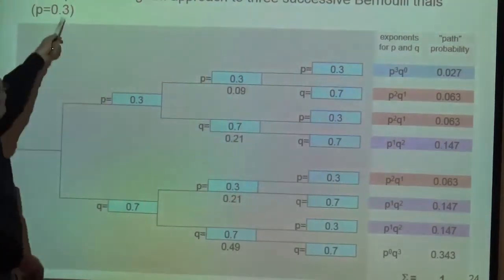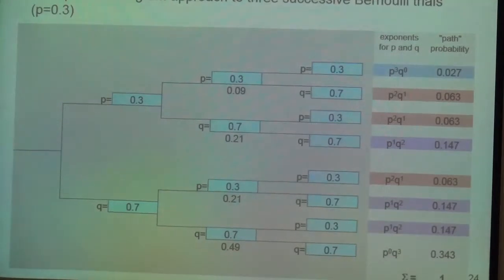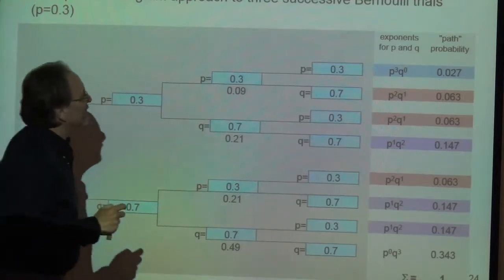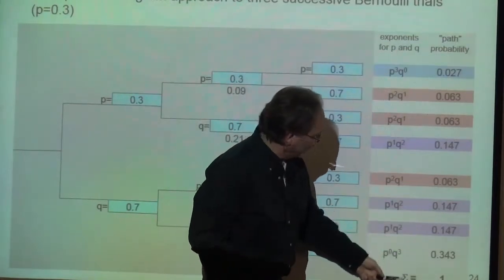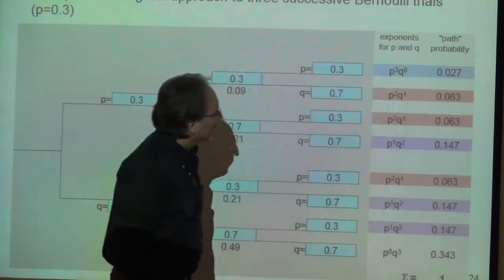And remember, the probability of p is 0.3, probability of q is 0.7. So do the same thing for each one of the 8 possible paths, 8 possible outcomes over 3 successive trials, and you'll end up with a sum of 1.